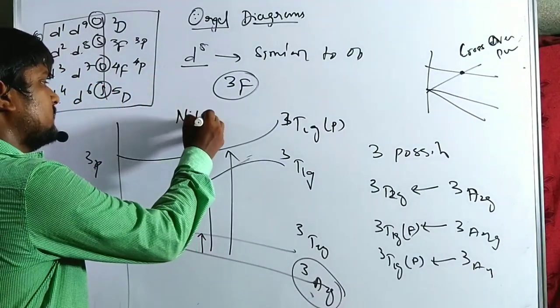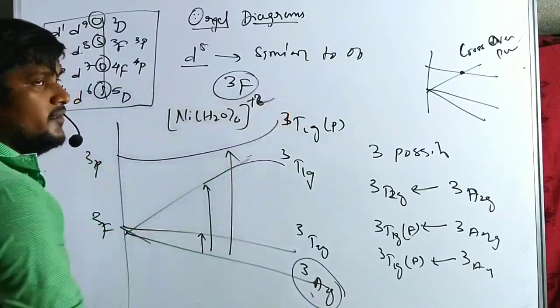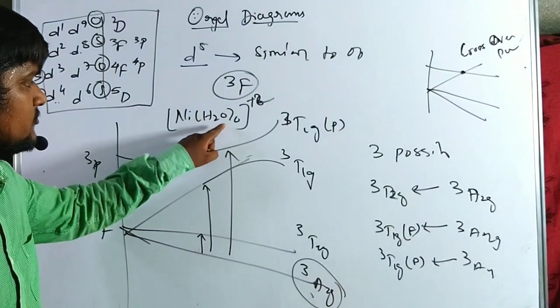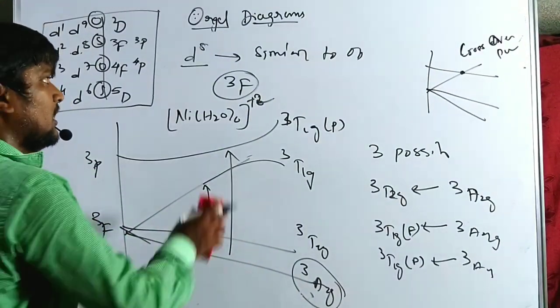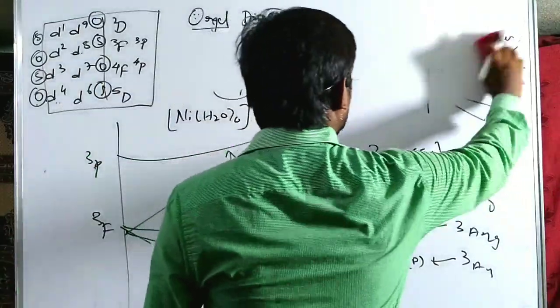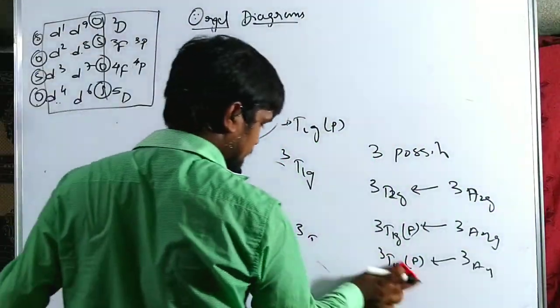The best example is nickel [Ni(H2O)6]2+. This question was asked in a previous year: what is the ground term symbol for [Ni(H2O)6]2+? The answer is 3A2g. Now we'll go with another example, d3 and d7 configurations.